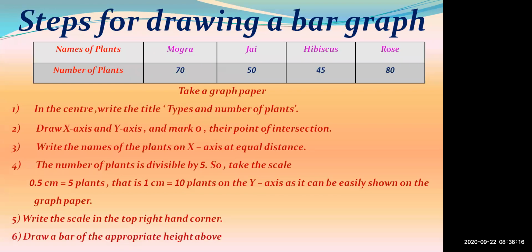Now what is our last step? Draw a bar of the appropriate height above the name of each plant on the x-axis. After getting all this information, whatever quantity is given for those plants, you have to draw there. See, mogra is 70, jai is 50, hibiscus is 45 and rose is 80. Now we will see how to draw this. See now, pay attention here.